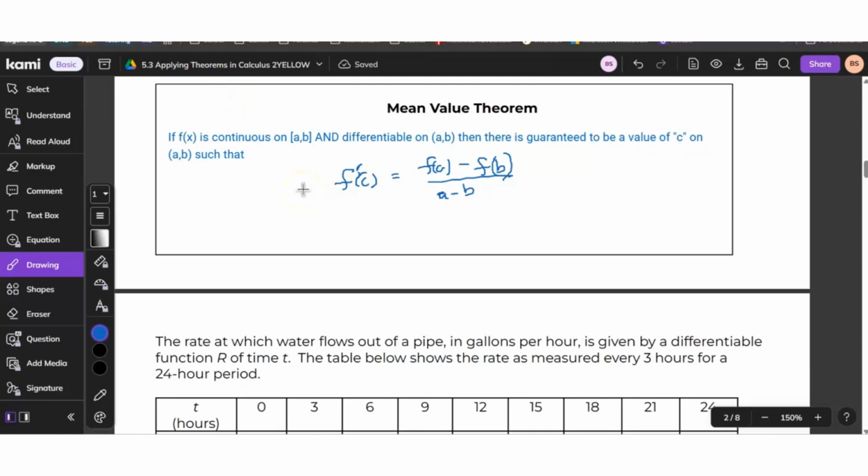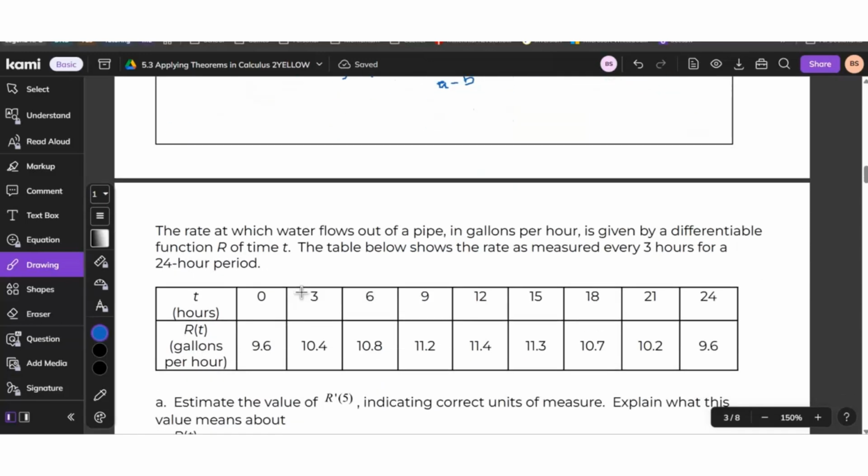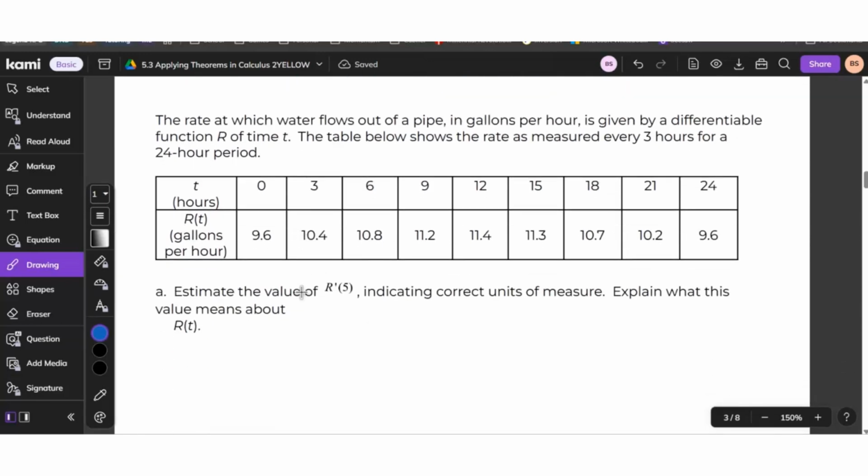All right. So let's actually apply these. That's what this lesson's about. The rate at which water flows out of a pipe in gallons per hour is given by the differentiable function r of time t. The table below shows the rate as measured every 3 hours for a 24-hour period. Here's our 24 hours. Here's our rate.